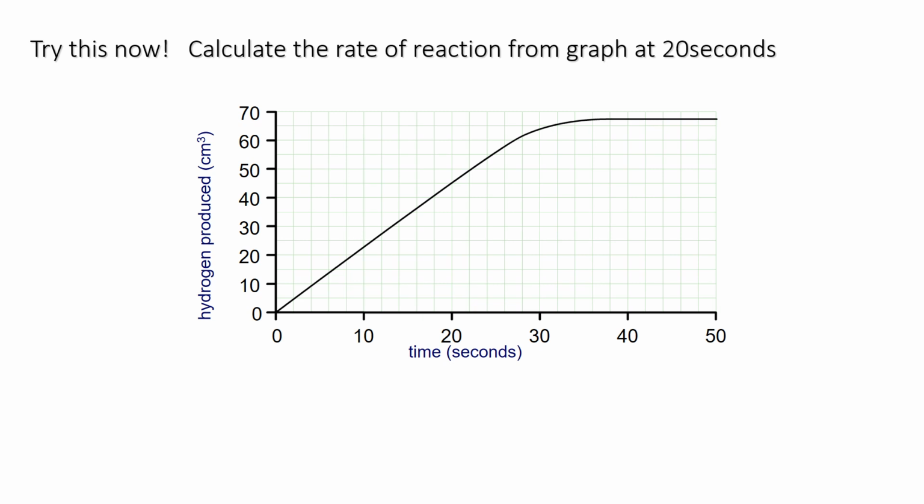So you're going to try and do this rate of reaction question now. You're going to calculate the rate of reaction at 20 seconds. So at 20 seconds here, go up, put a cross, draw the tangent, calculate the change in y, the change in x, and then divide the change in y by the change in x. So pause this video now and have a go at that question.